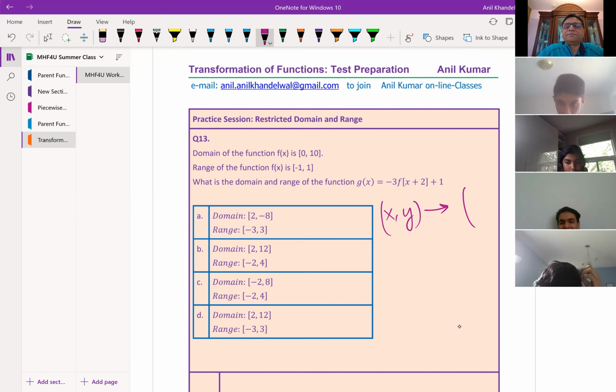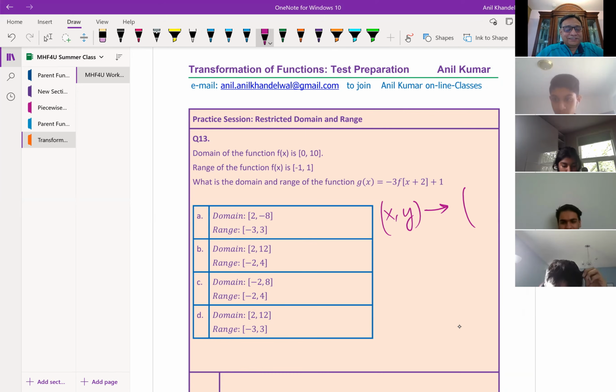I know the vertex is -2 and 1. No, it's not a parabola. It's a function. Any function. It is not a parabola. Is that clear to you? Any function whose domain and range is given to you. Now we have gone over that.